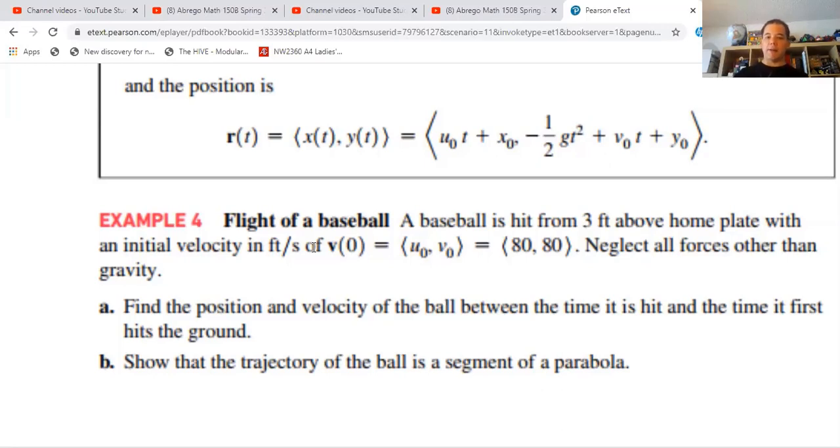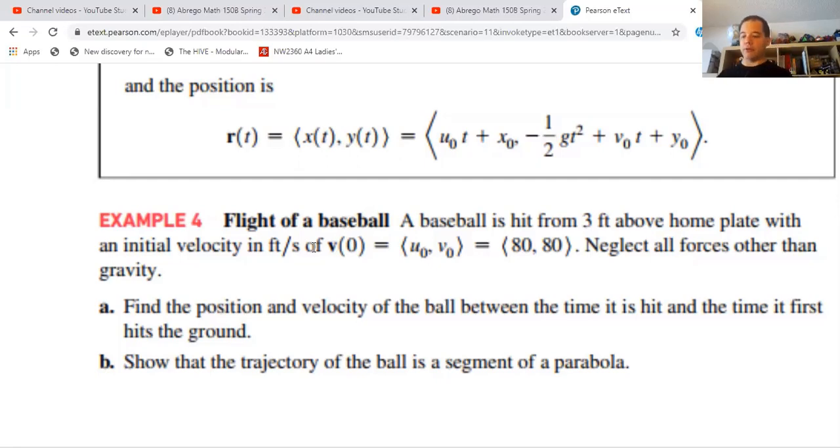Example 4 says a baseball is hit from 3 feet above home plate with an initial velocity in feet per second of v of 0, which is 80. Neglect all forces other than gravity, so no wind resistance, we only have gravity. First question, find the position and velocity between the time it is hit and the time it hits the ground. And part B, show that the trajectory is a segment of a parabola.